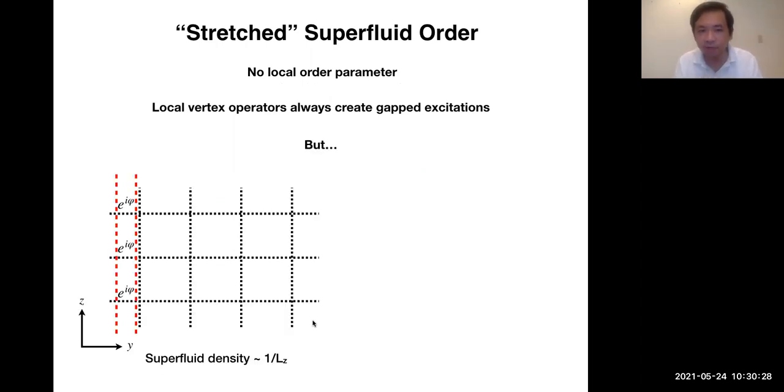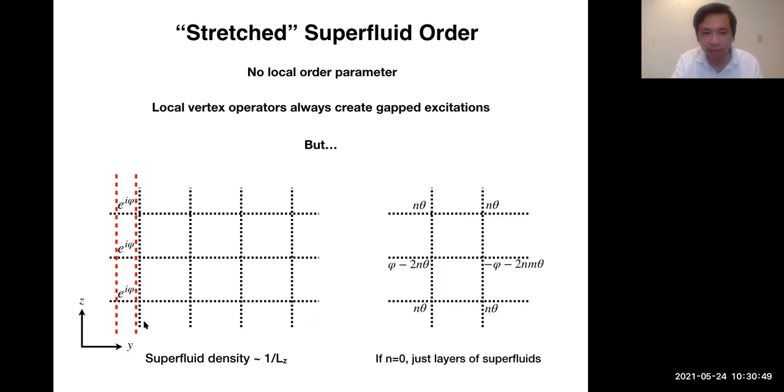But if you allow non-local operators, you can create an operator that penetrates the whole system. It's just a boson creation operator that goes through the whole system, multiplied all the way through. And this one actually is an order parameter. But because of this non-local nature, it has a superfluid density that vanishes as 1 over Lz, the extension in the z direction.